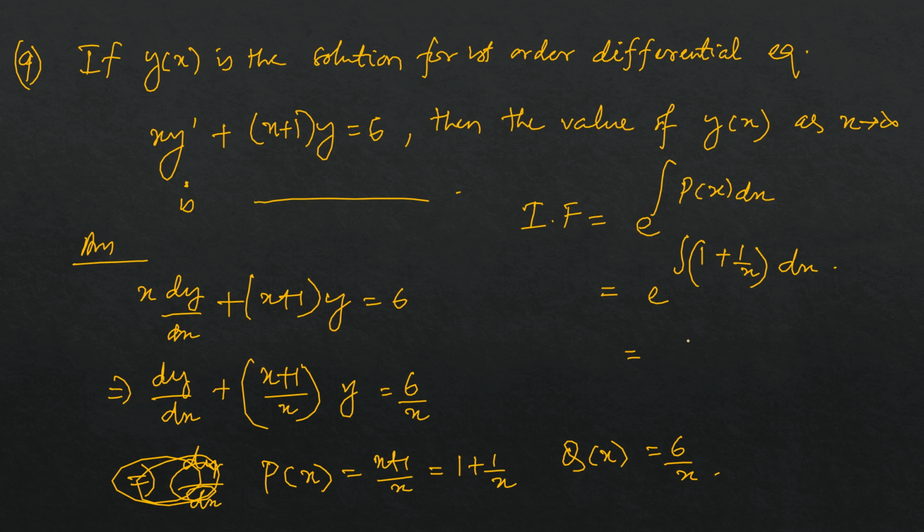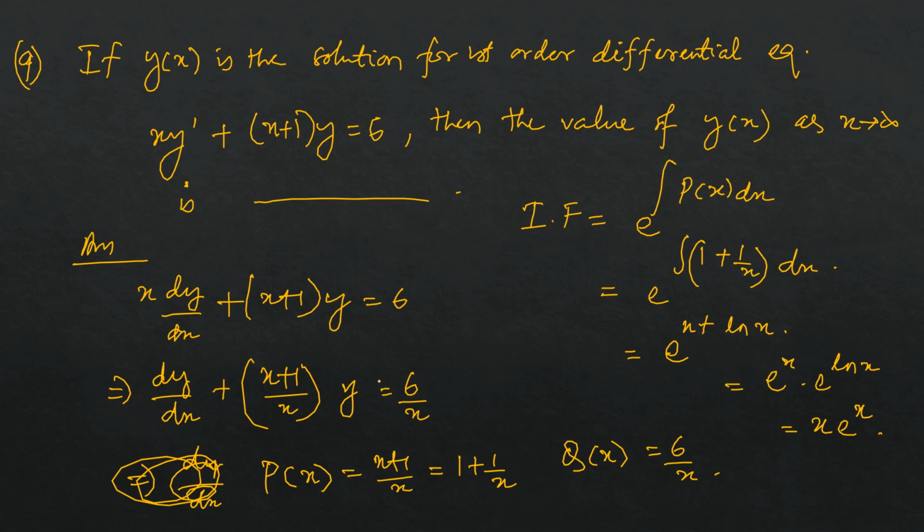So e to the power x + ln x, isn't it? If I write it properly, e to the power x into e to the power ln x, that will be x e to the power x. So the integrating factor is x e to the power x.